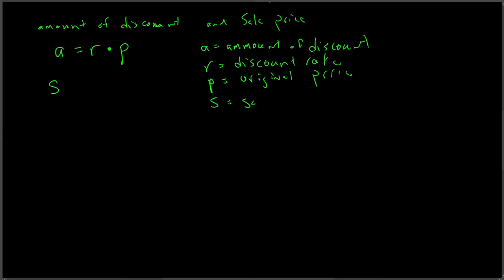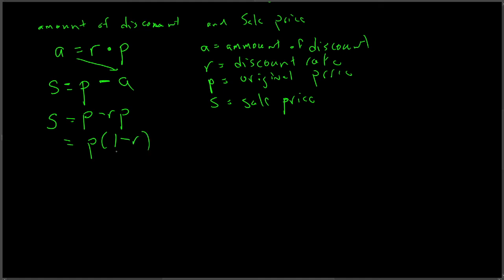S is the sale price, and so the sale price is the original price minus the amount of discount. Again, if we do the substitution, we get P minus RP. I can pull out the P, and I get a 1 minus the rate this time.